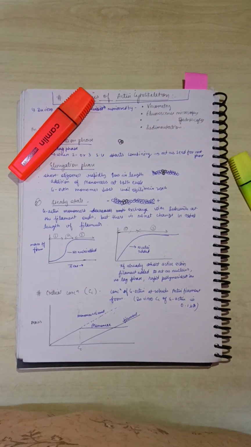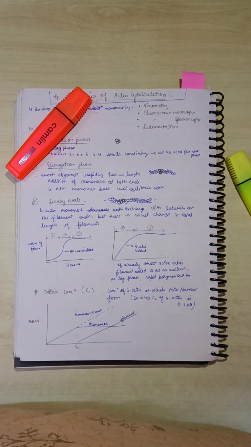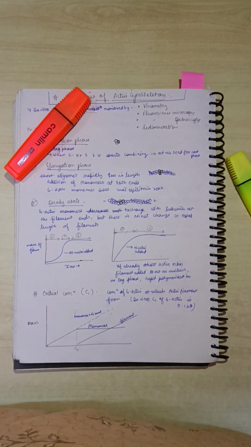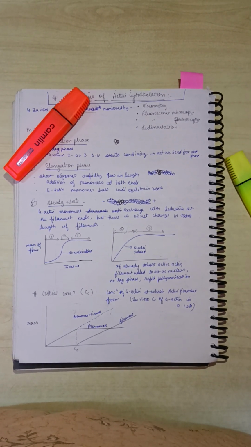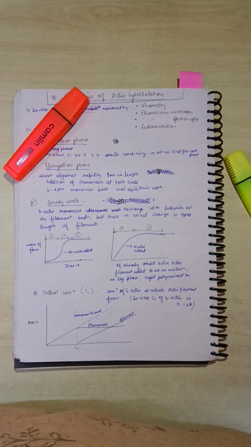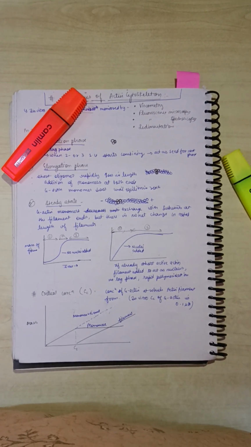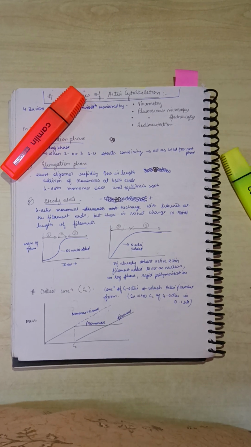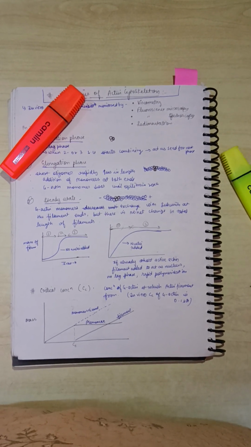Here in graph 1, on the left side, the x-axis is denoted by time and the y-axis by mass of the filament. So as time passes, the mass of the filament increases.